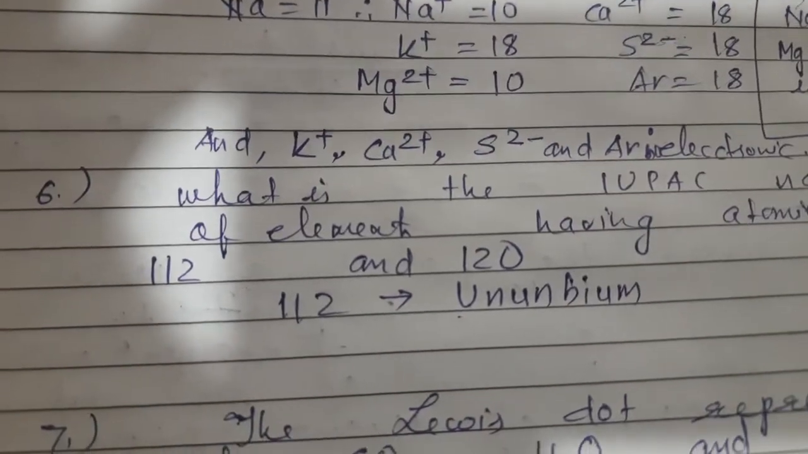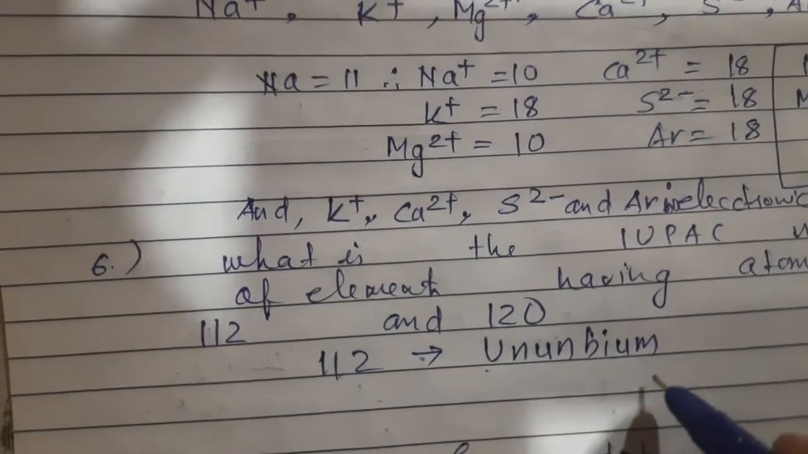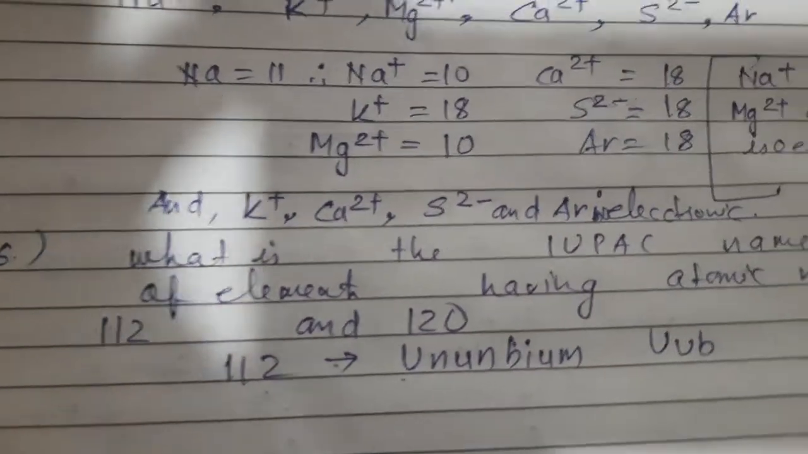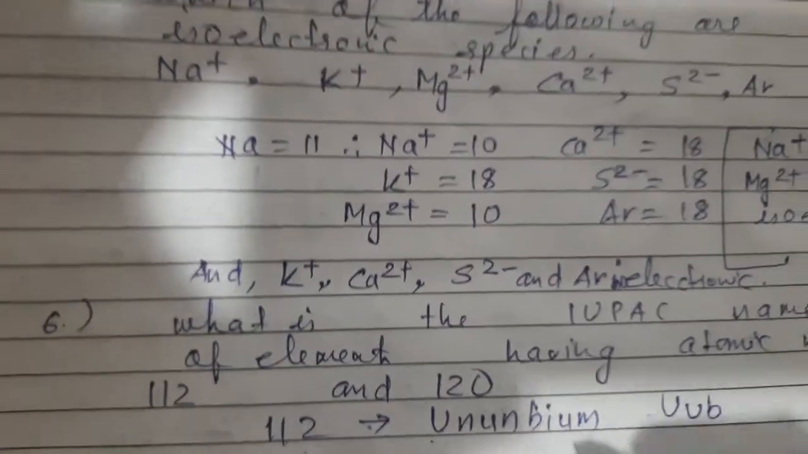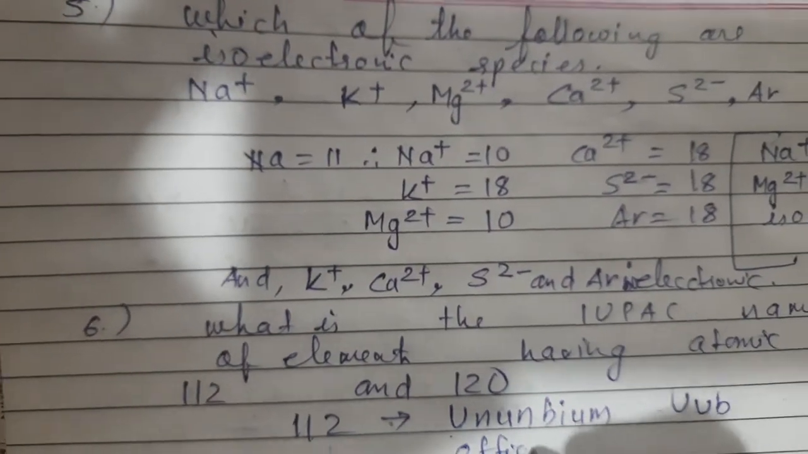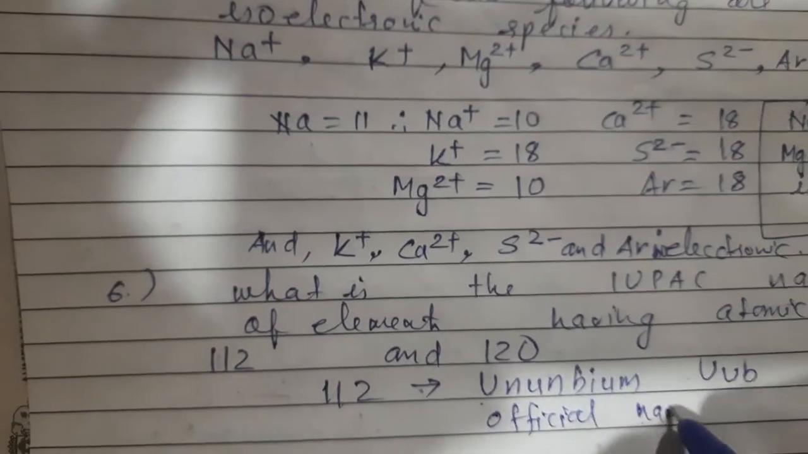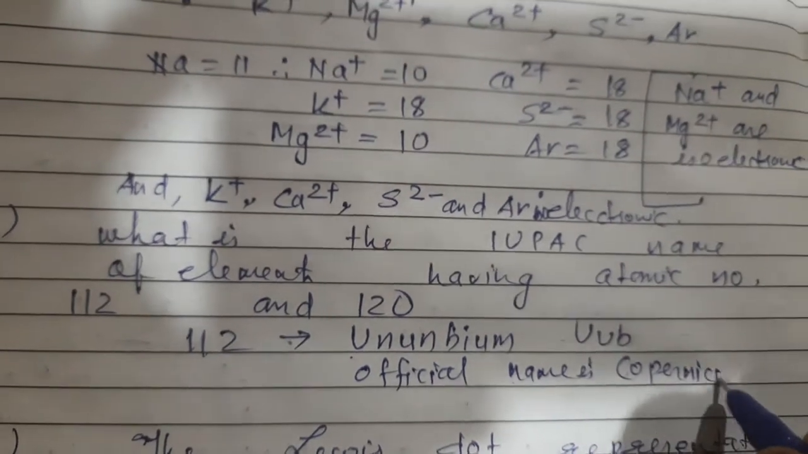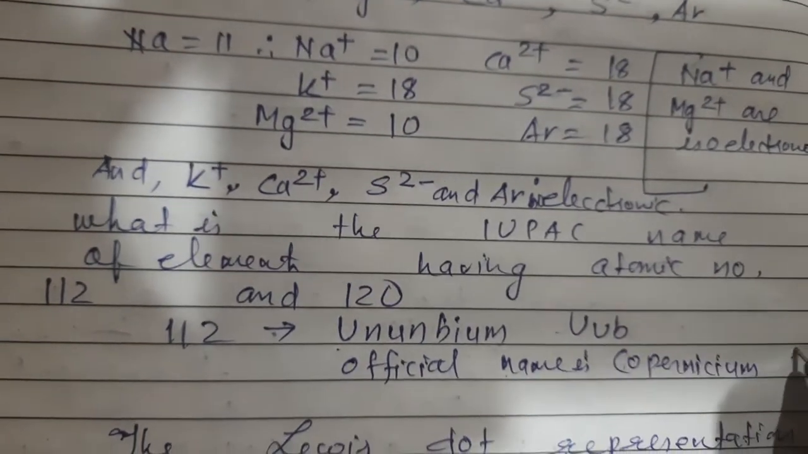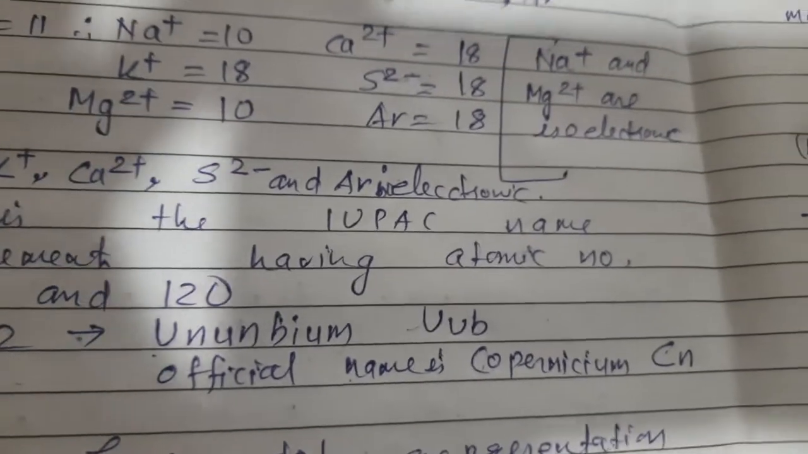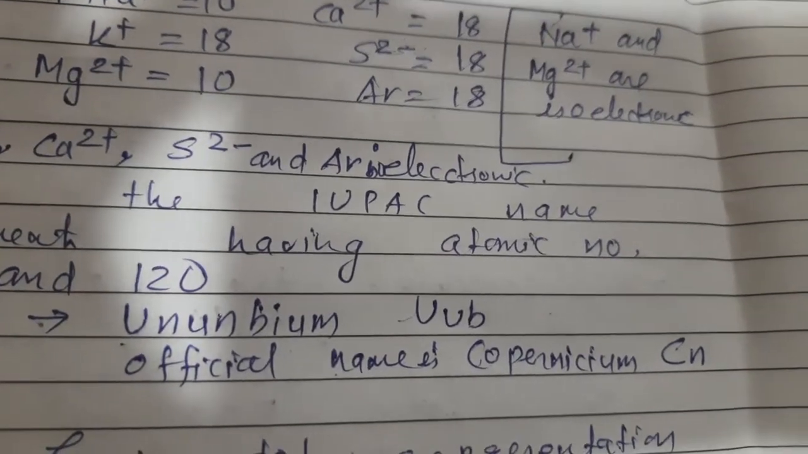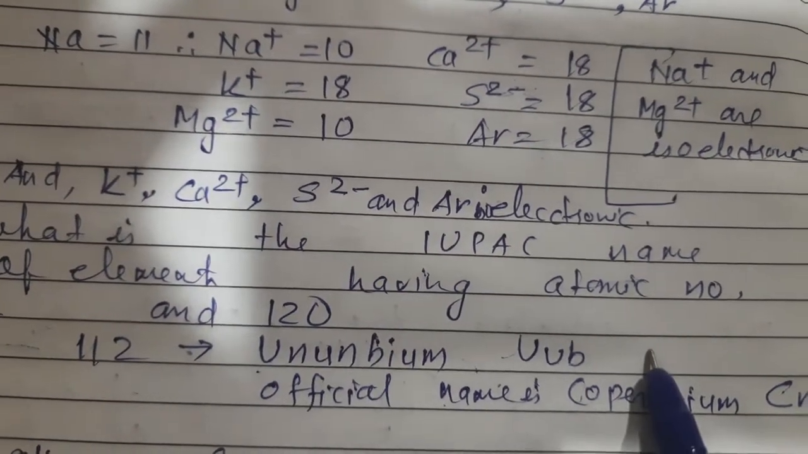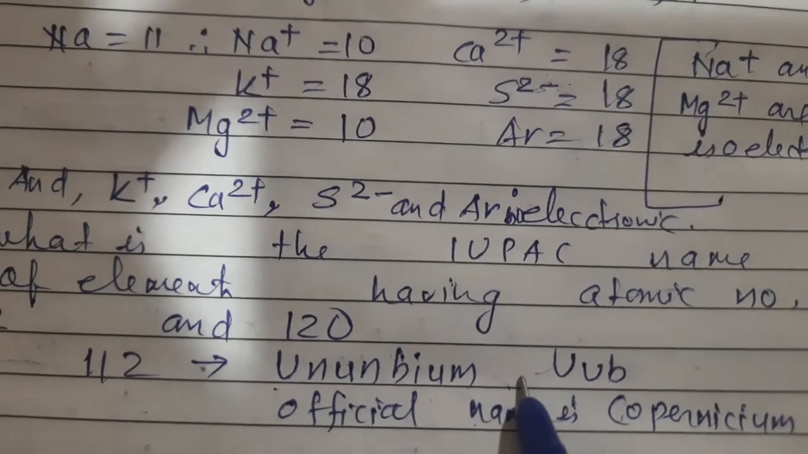Bium. And its symbol will be UUB. Though its official name is copernicium, and the symbol will be Cn. The IUPAC official name is copernicium and Cn. But here we are asked only how to represent it in IUPAC nomenclature. So the answer will be bium.